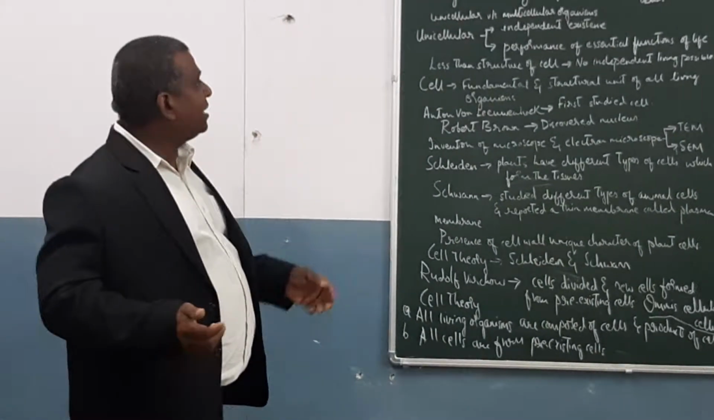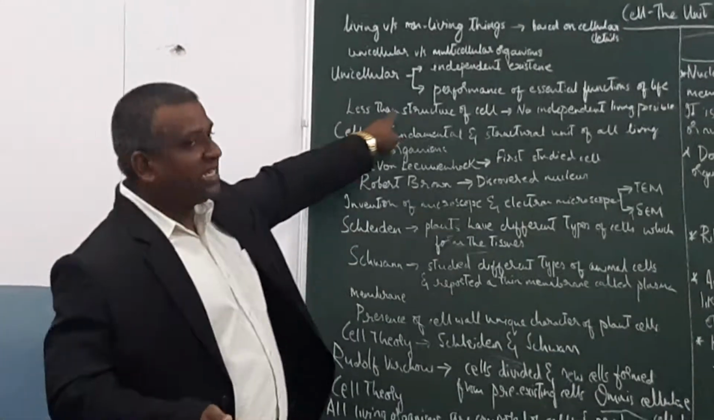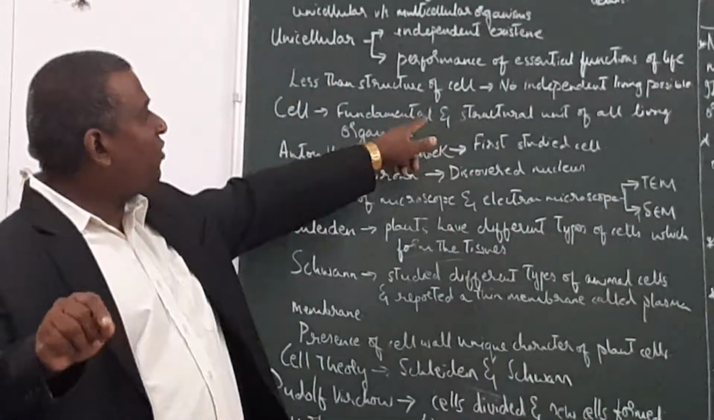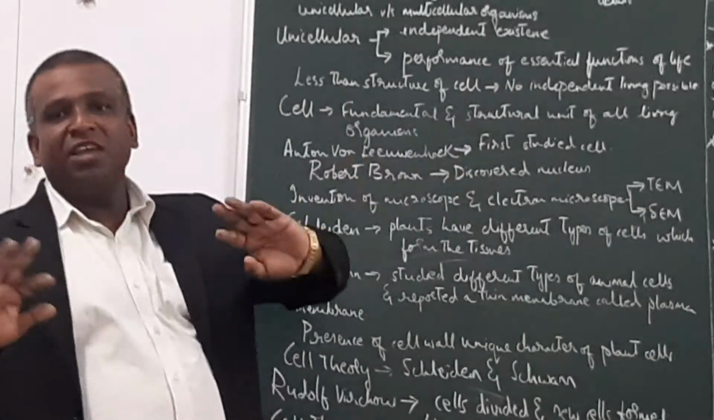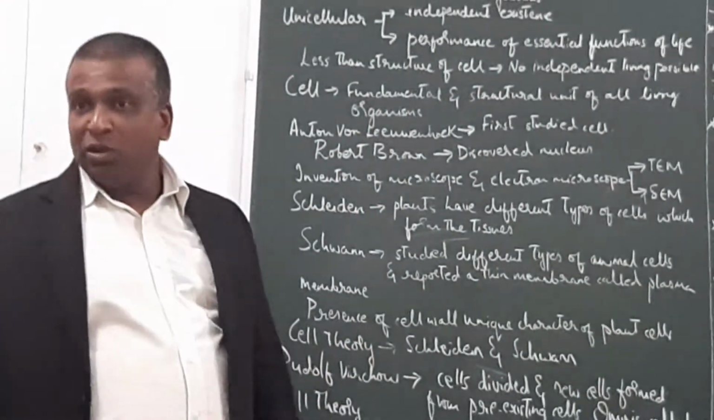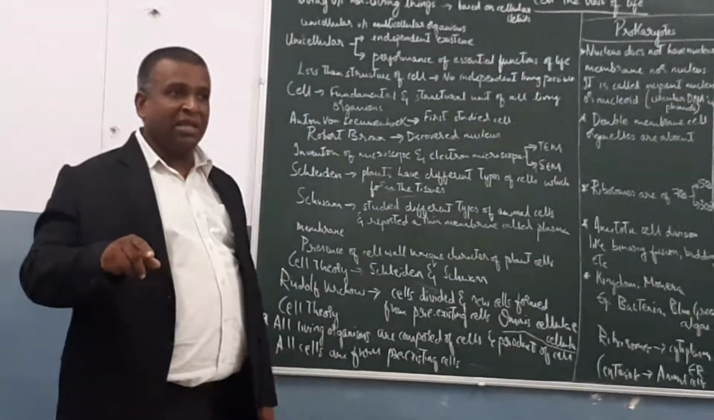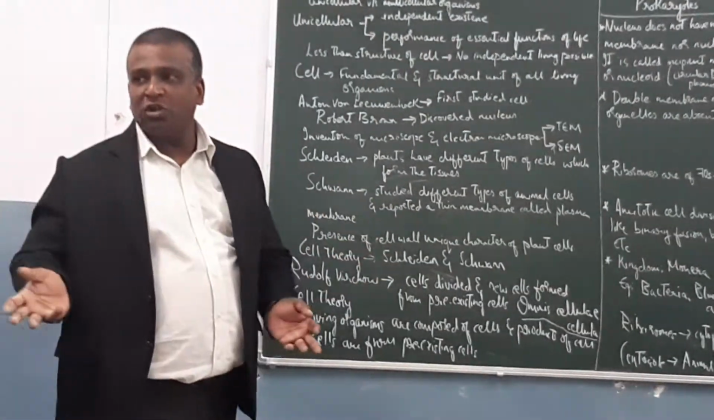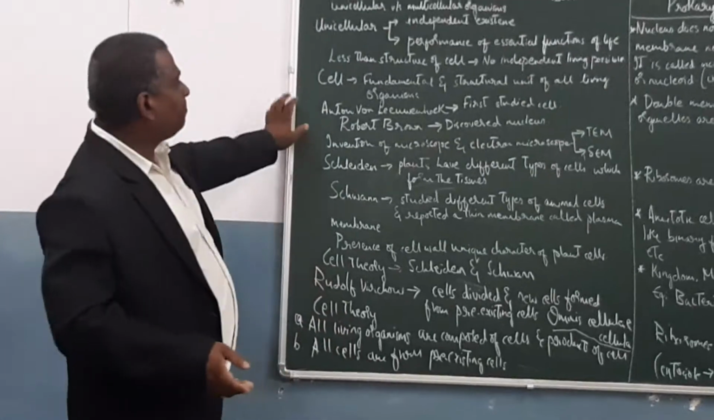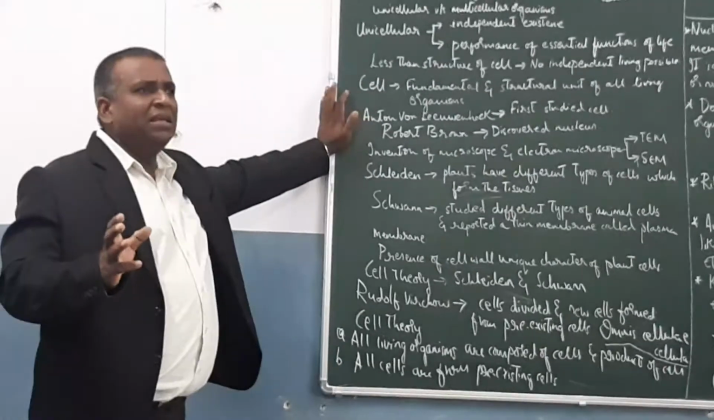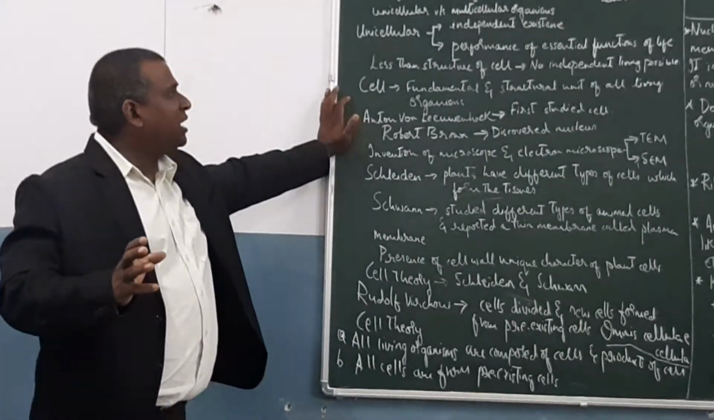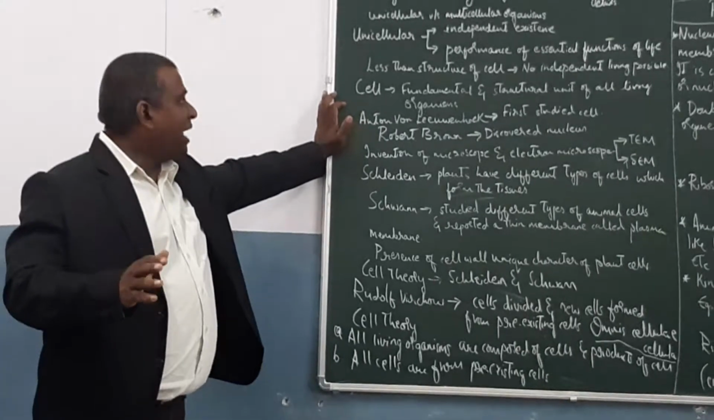So they cannot live just like that as a living organism. Unicellular organisms are independent, whereas viruses are dependent. That is why I use this sentence here: less than the structure of a cell, no independent living is possible. But unicellular and multicellular organisms are capable of independent living. They are not dependent on any host or other things. Definition of cell: cell is the fundamental and structural unit of all living organisms.